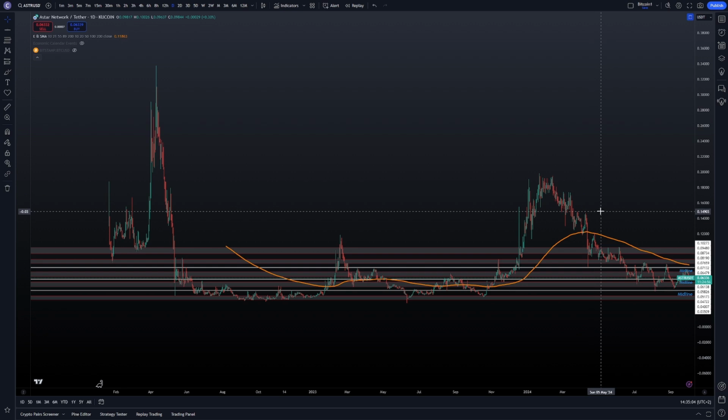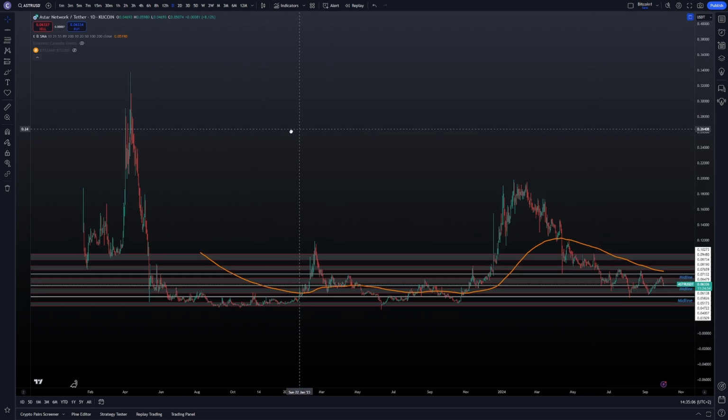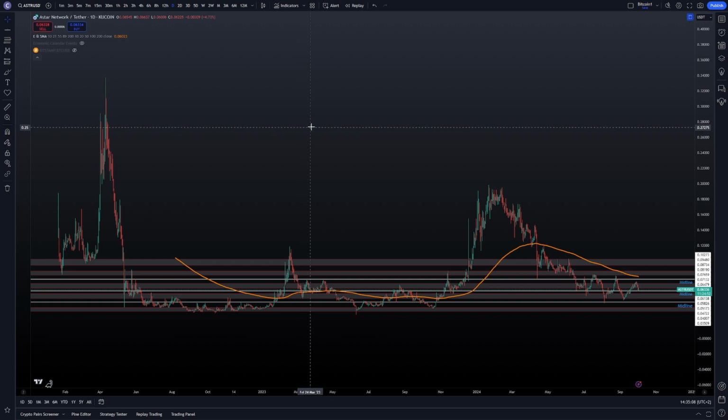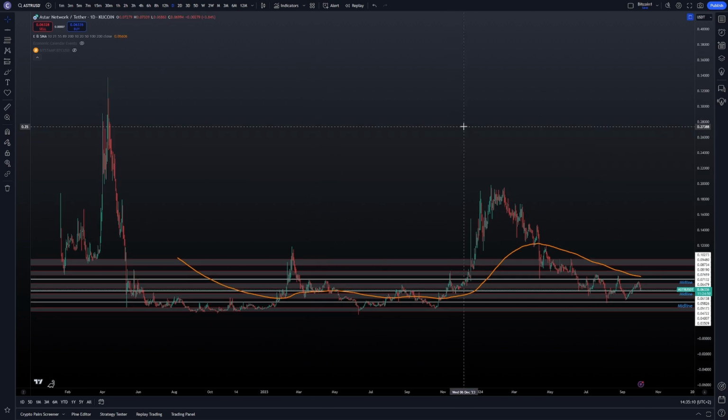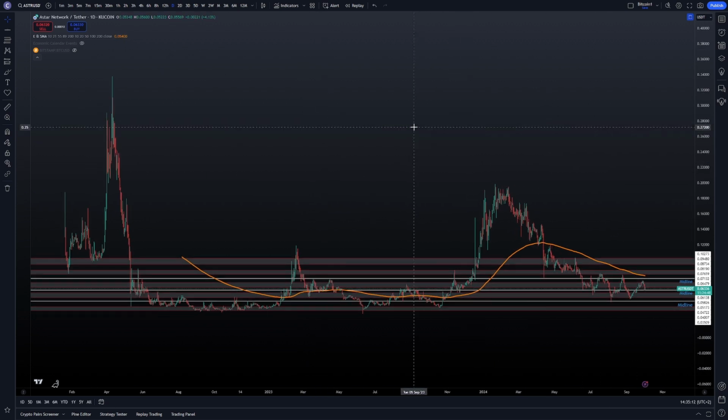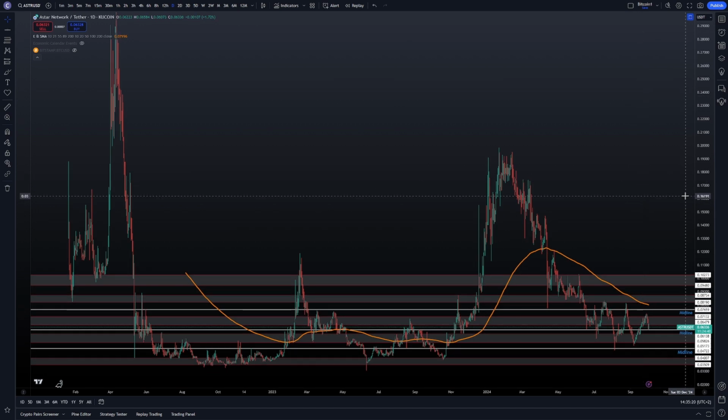Hey, what's up, guys? Welcome to the TA part of ASTAR Network. We're gonna look at the chart and see where we can place a potential entry or a potential long, or where the best spots are for adding this to maybe your portfolio, or as a swing trade.